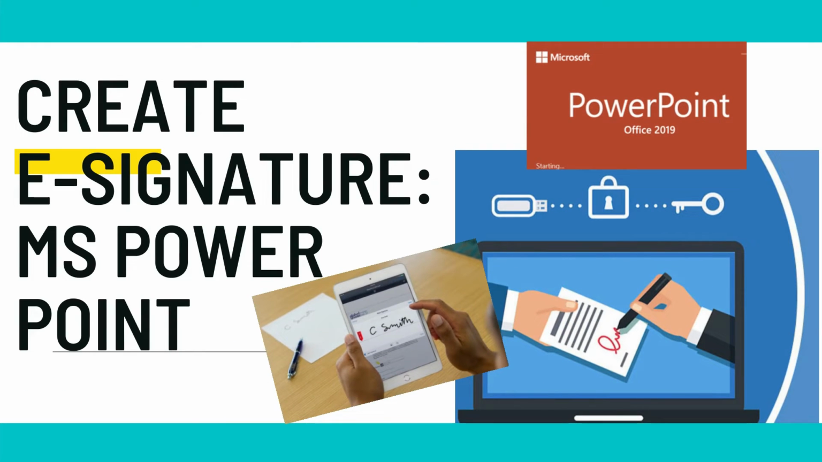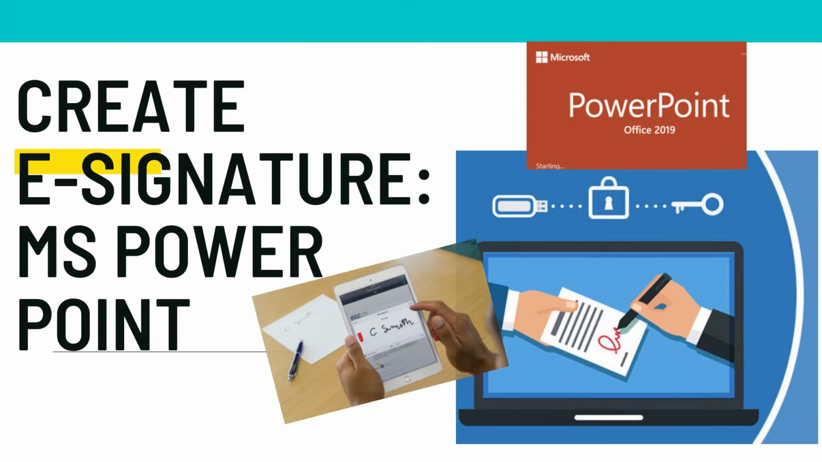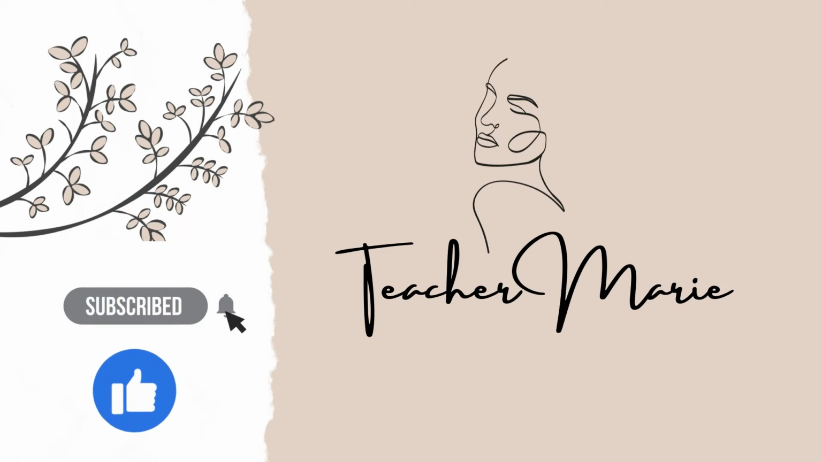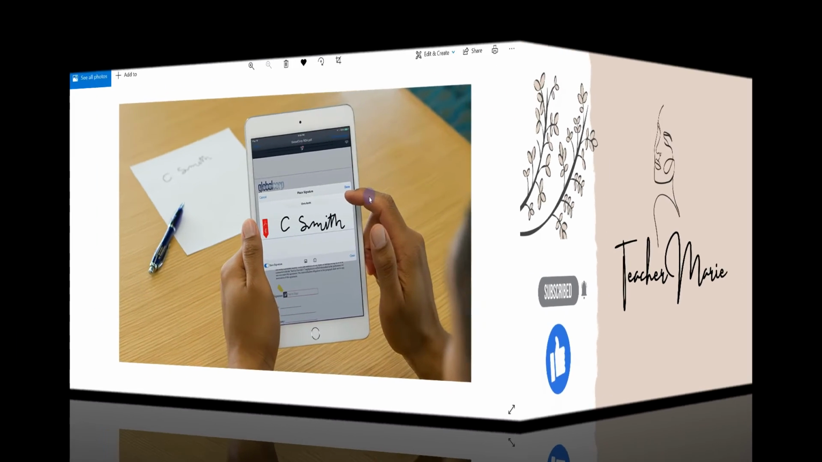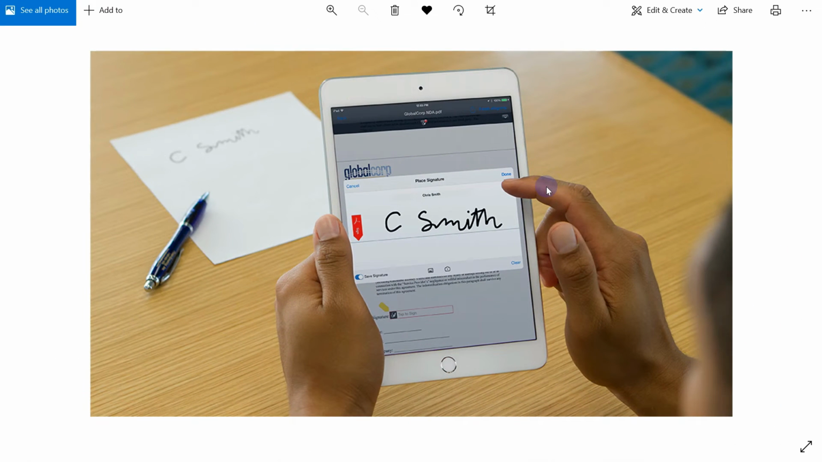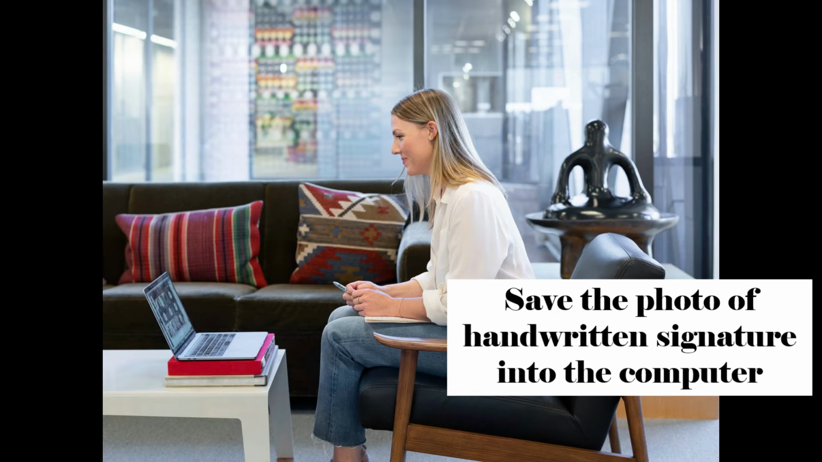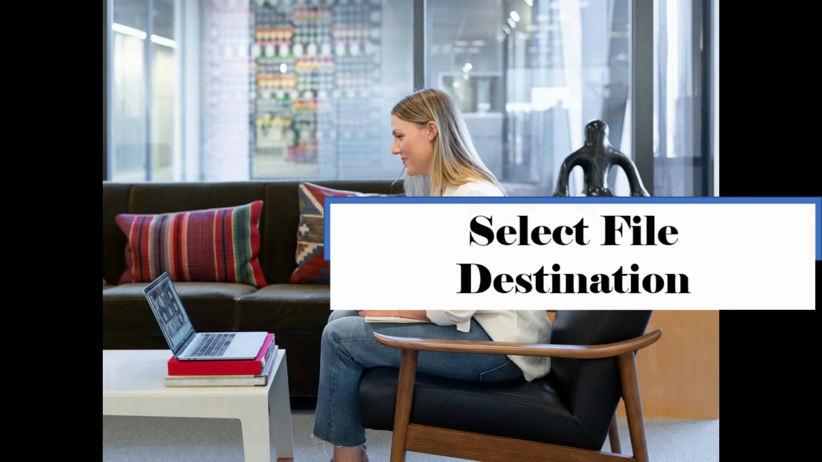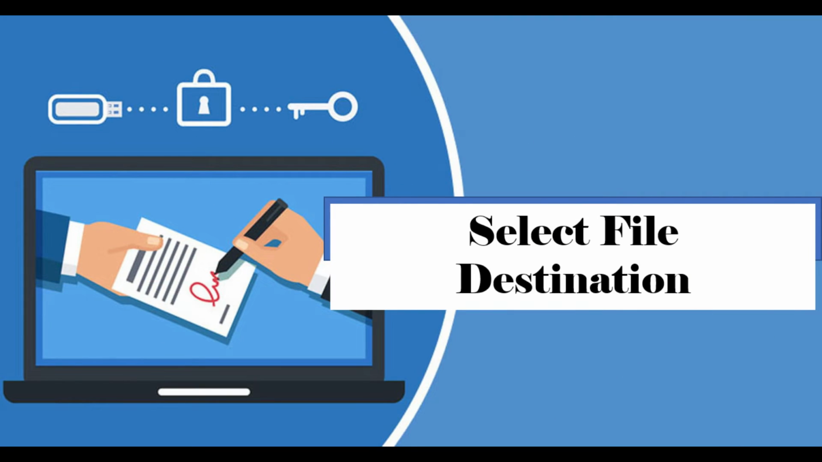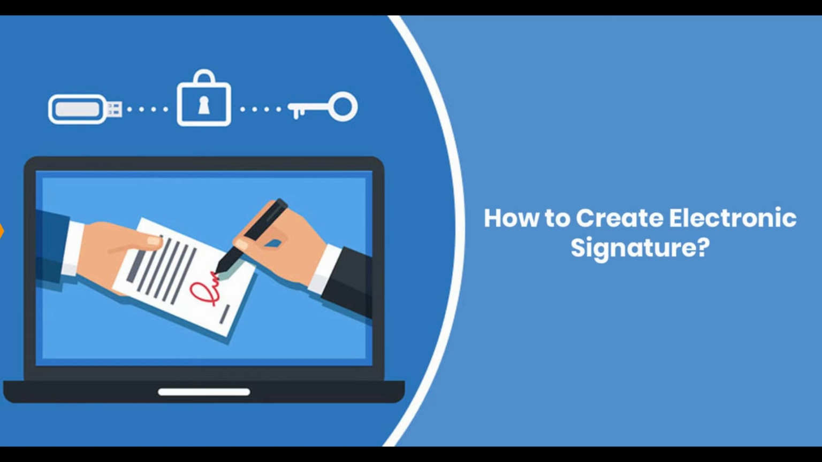How to make an electronic signature using Microsoft PowerPoint. First is to take a clear picture of our handwritten signature on a white paper or a pen paper. Next, save that picture into your computer or laptop. Any file destination will do as long as it is easy for you to access the file.